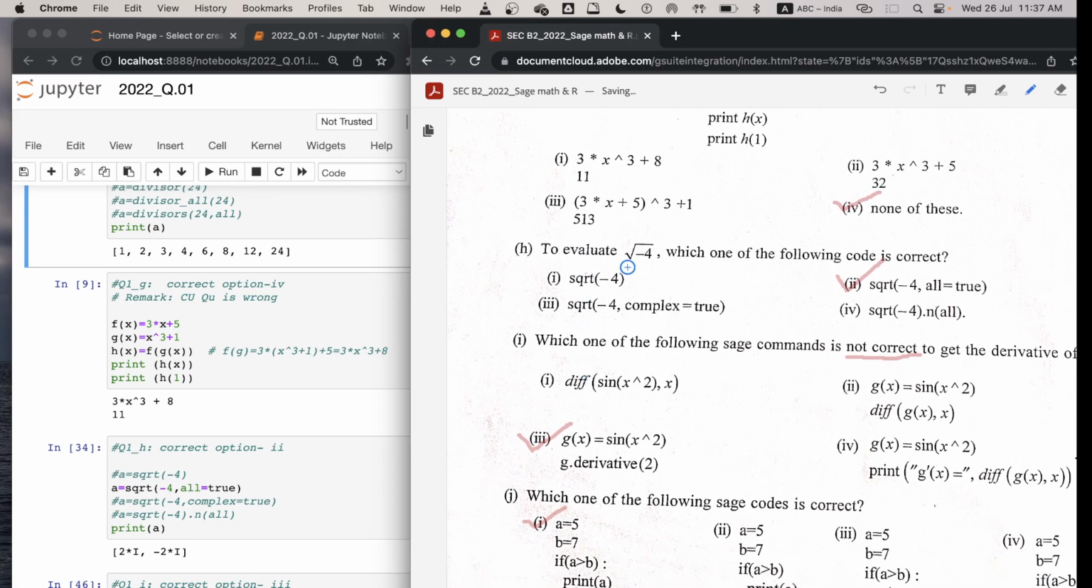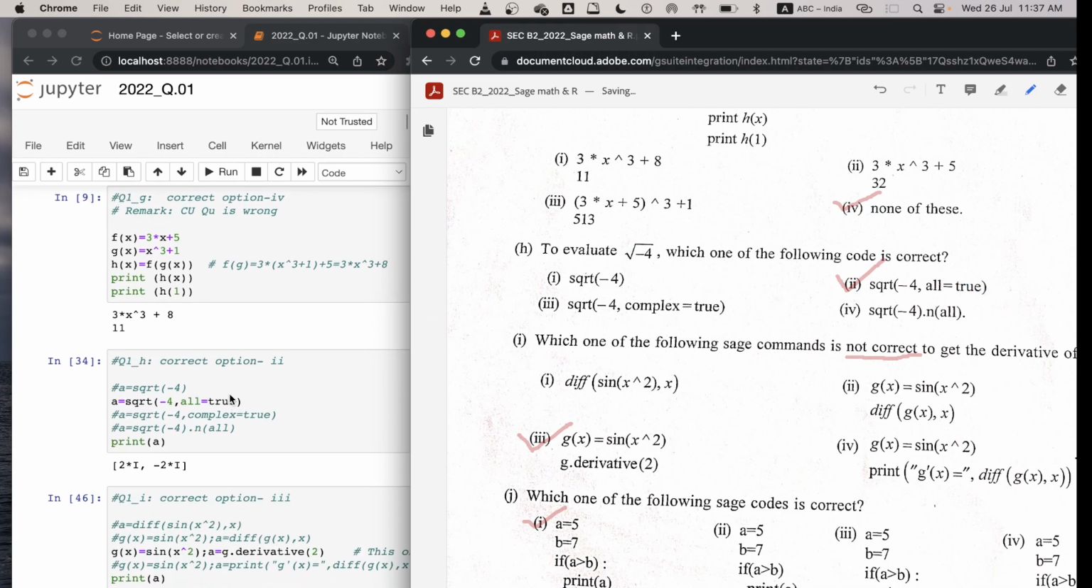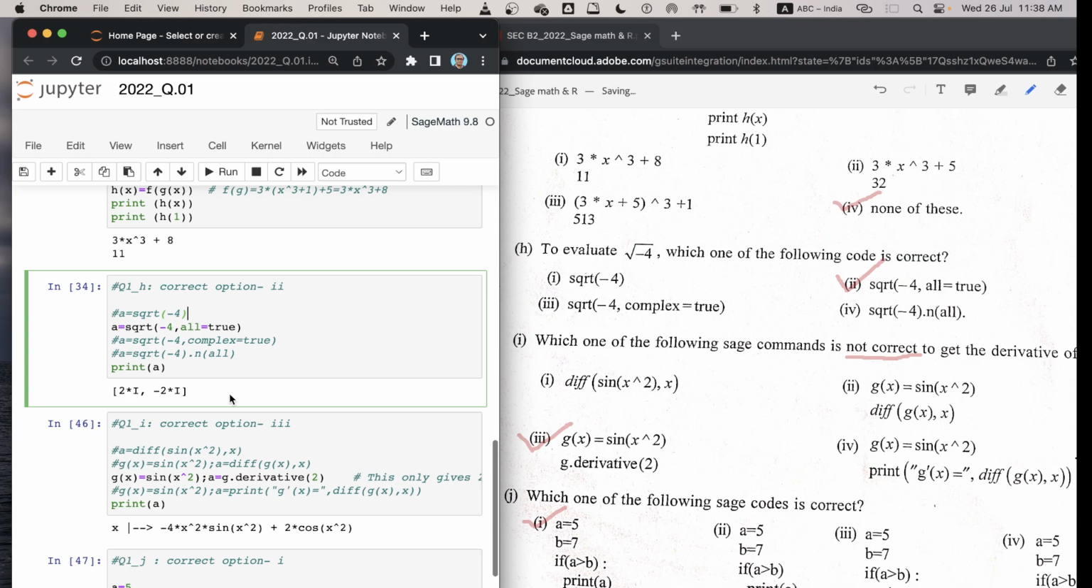Next question, to evaluate square root of minus 4, correct answer is 2: square root of minus 4 comma all equal to true. This is question H. Here option 2 is the square root of minus 4 with all equal to true, and gives the output 2 star I, that is 2i and minus 2i. Here I is the complex number, square root of minus 1. Other options are wrong.